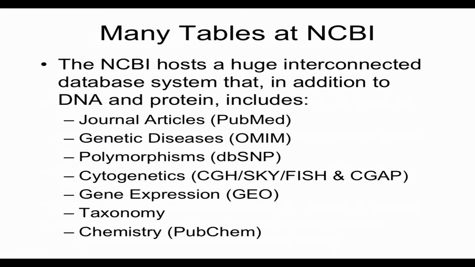There are many different tables in this vast interlinked database that is hosted by the NCBI. For example, there's all of the published journal articles known as PubMed. There's a set of genetic diseases, OMIM, the polymorphisms in dbSNP, cytogenetics, gene expression, taxonomy, chemistry, etc.